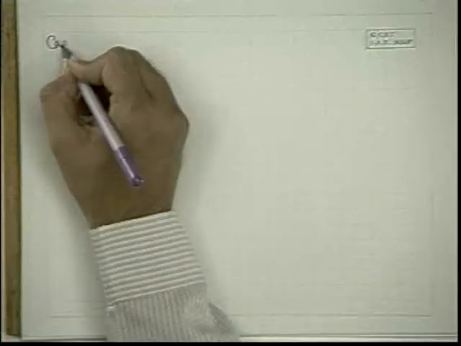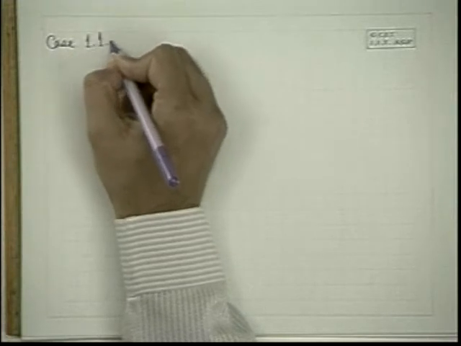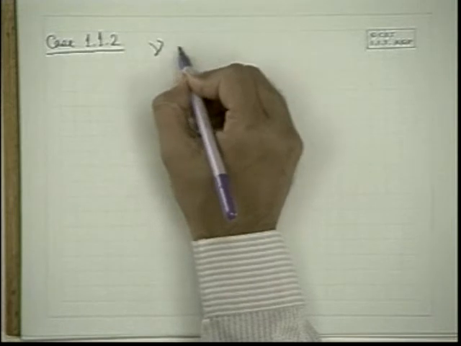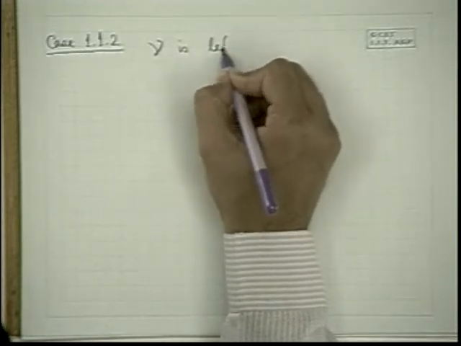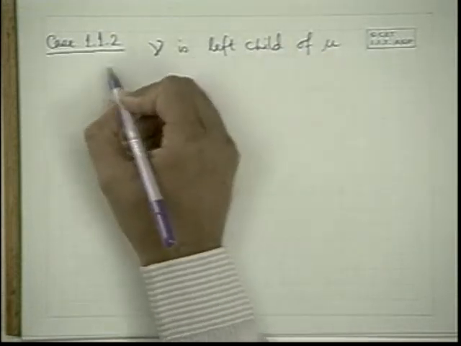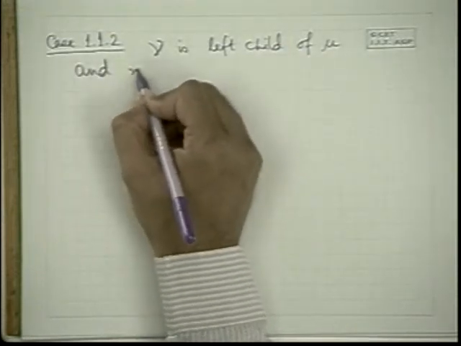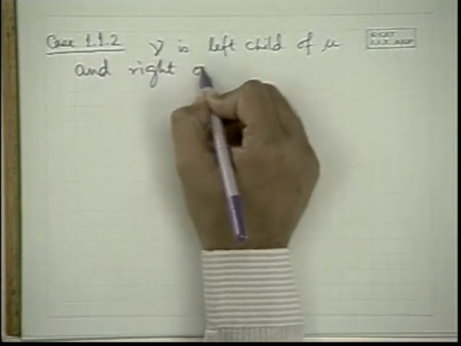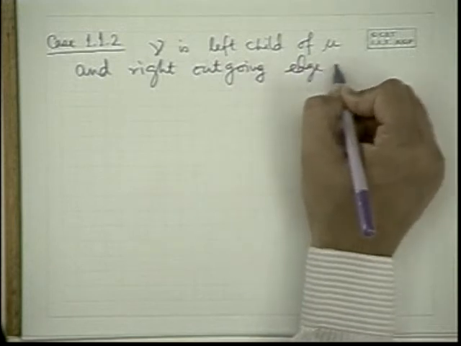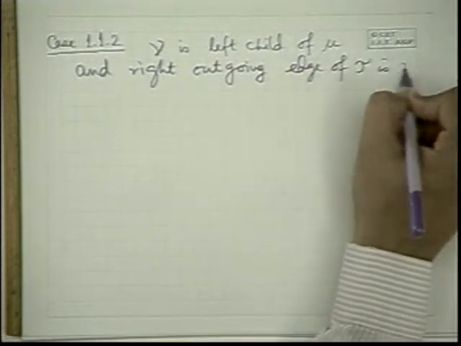So that's case 1.1.1. So have patience, we have several cases. Case 1.1.2. So this time nu is the left child of mu, and the right outgoing edge of tau is red.